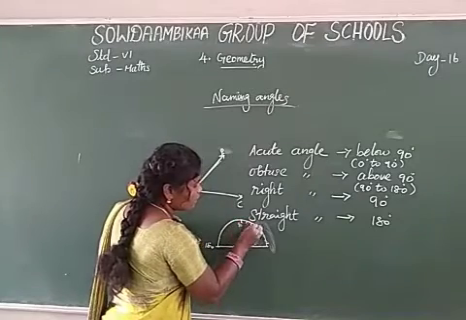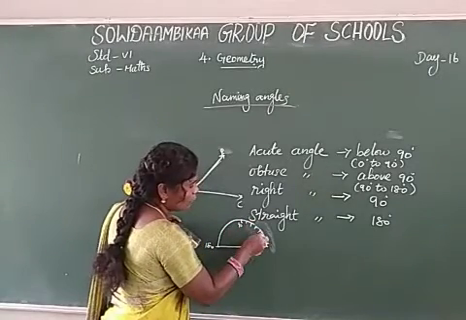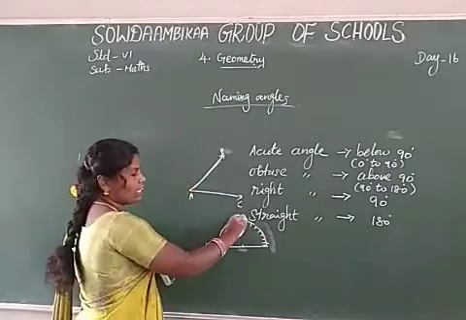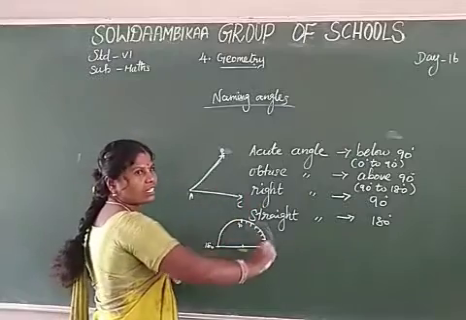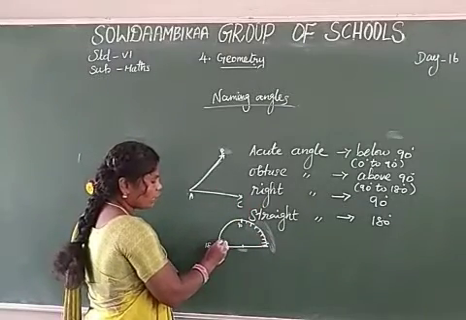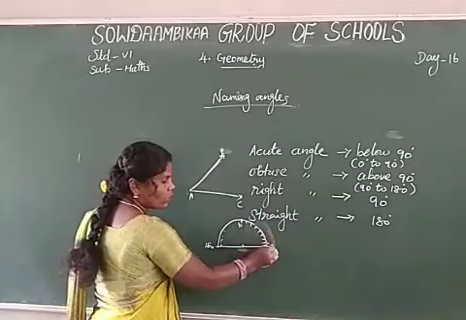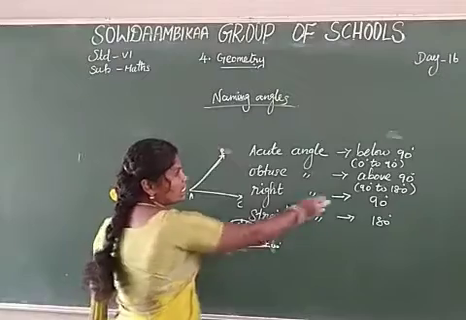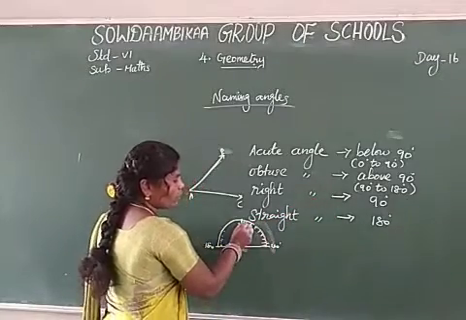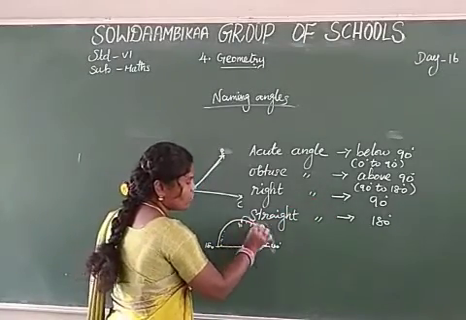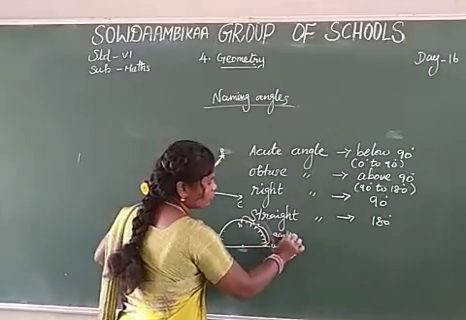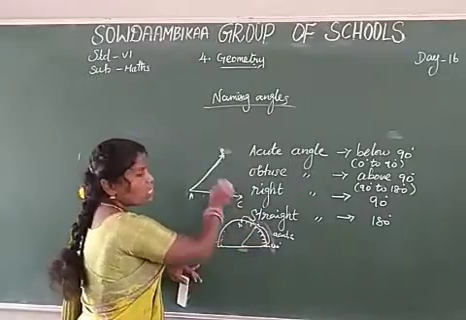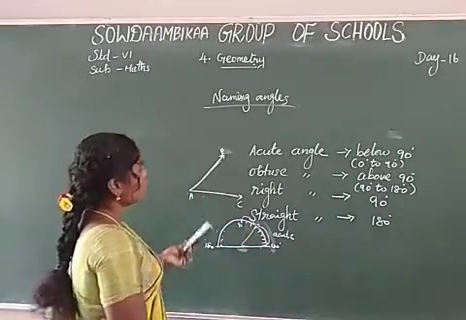80, 70, 60, 50, 40, 30, 20, 10. Okay, this is 180. And the reverse scale is also given: 0, 10, 20, 30, 40. Here also 180. So exactly 90 degrees is a right angle. Below that, 80, 70, 60, is always an acute angle. So now compare this shape with the protractor. So this is an acute angle.